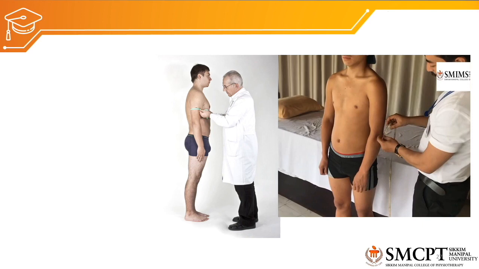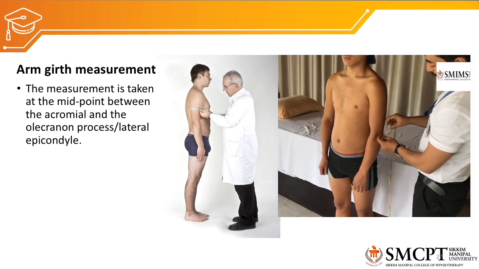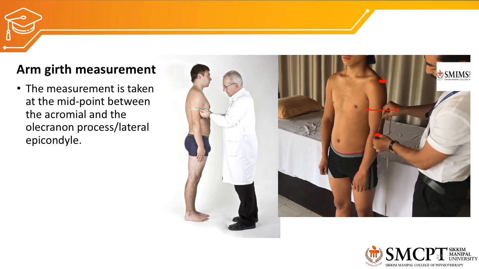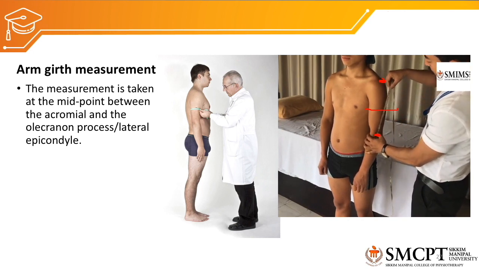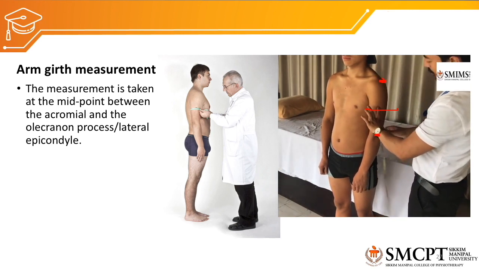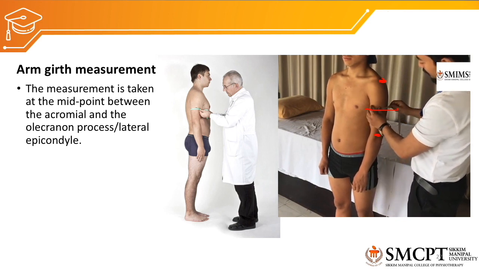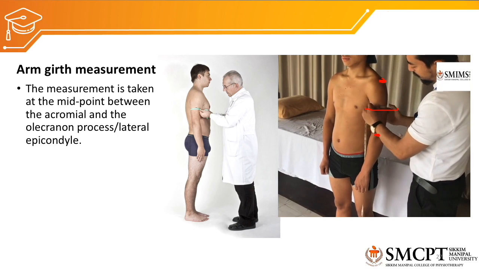Let's discuss the arm girth measurement first. What are the reference points for arm girth measurement? The first reference point is the acromion process, and the second is the lateral epicondyle of the humerus. The measurement is taken at the midpoint between the acromion and the lateral epicondyle. You can see here the therapist places the first point at the lateral epicondyle and the second point at the acromion process. Then he takes the midpoint of these reference points and measures the circumference of the arm.